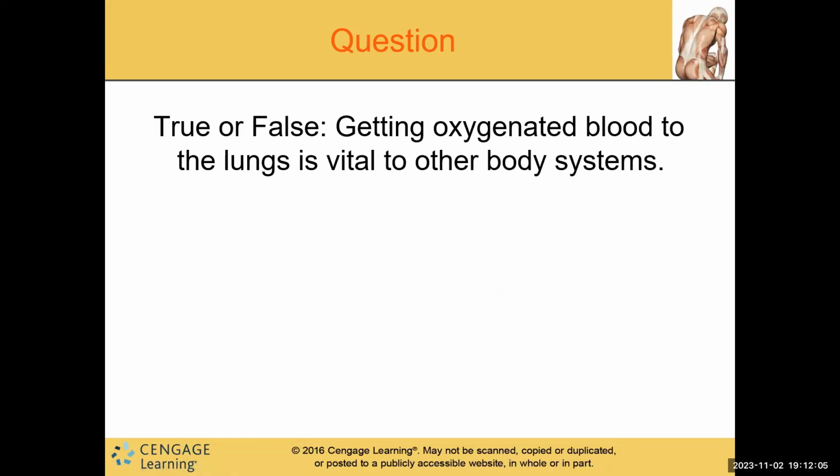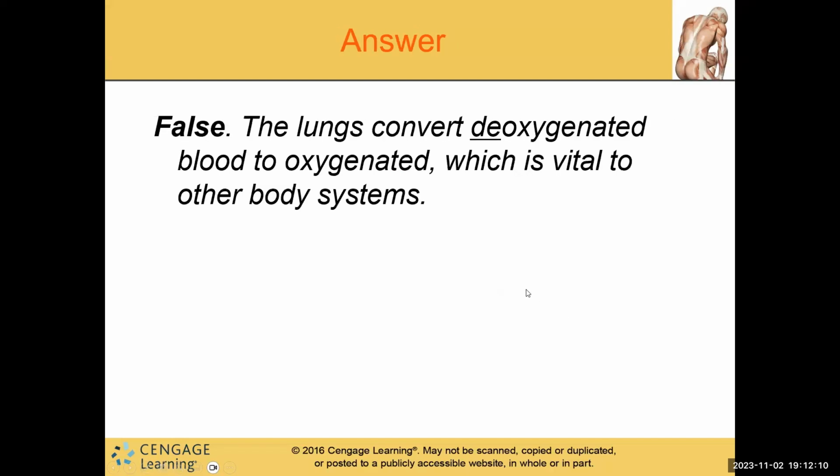True or false? Getting oxygenated blood to the lungs is vital to other body systems. False. You need to get deoxygenated blood to the lungs so they become oxygenated.